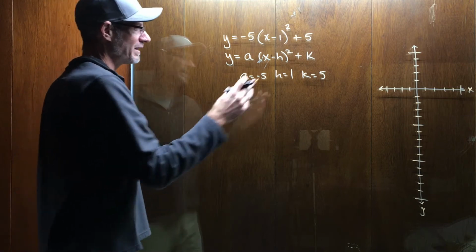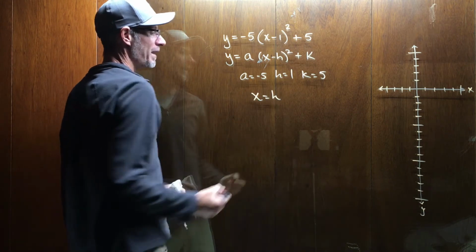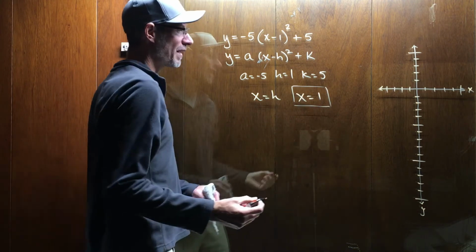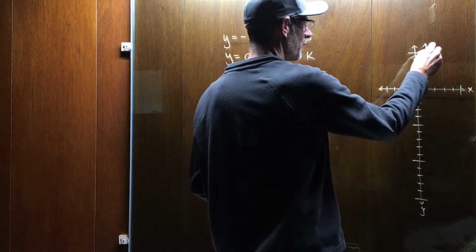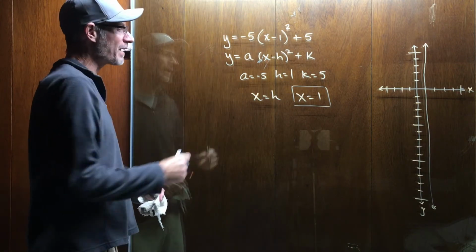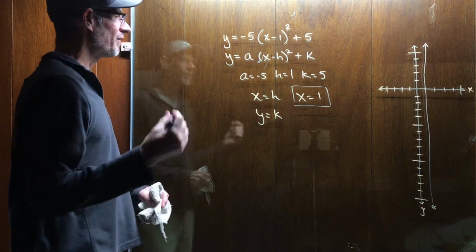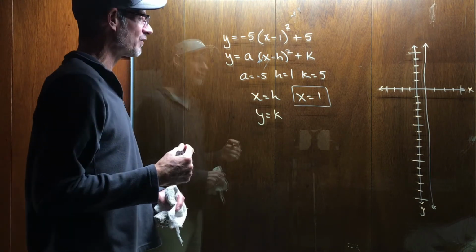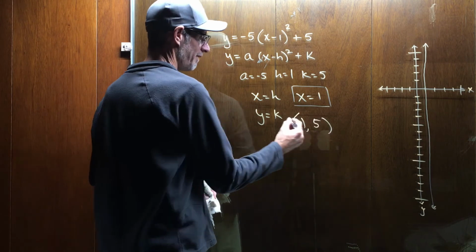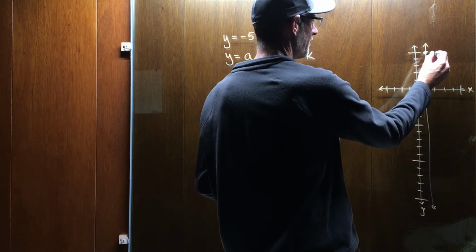The first thing that I'm going to look for is the axis of symmetry. When you're dealing with vertex form, your axis of symmetry is x equals whatever your h value is. So our axis of symmetry is x equals 1. If I draw that axis of symmetry on my graph right now, it's going to be a line that looks like that. To find the y coordinate of my vertex, I just need to use y equals k. So the vertex of any equation that's in vertex form is (h, k). So my vertex is at (1, 5). So my vertex is going to be 1 to the right and up 5.